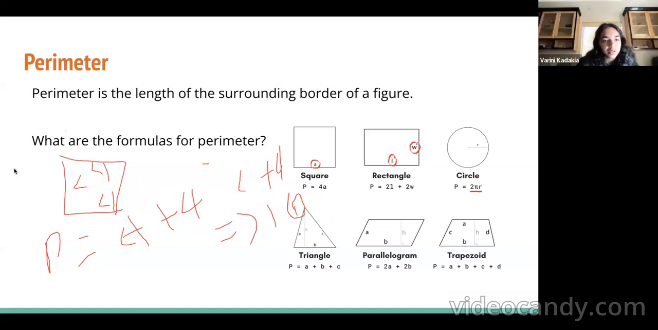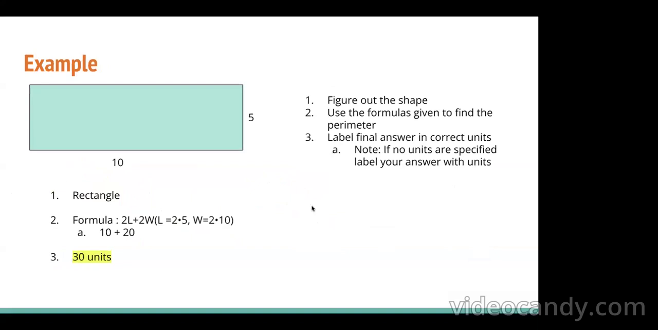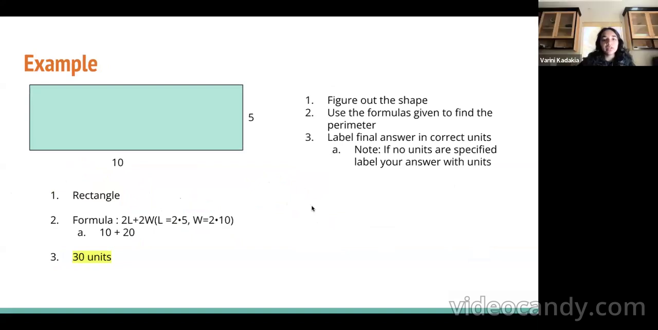Let's clear the screen. So if we have this rectangle, in order to find the perimeter, we just use the formula. So we put our length as 5 and our width as 10. In the formula, to find the perimeter, it'd be 2 times the length plus 2 times the width. So in this case, we would get 10 plus 20, so our perimeter would be 30. Does that make sense?